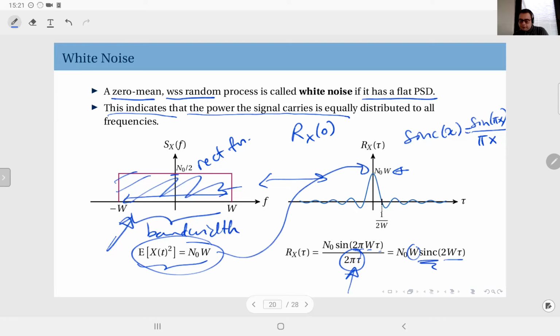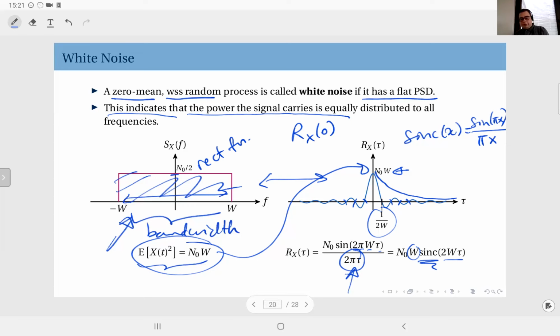And also, it crosses 0 at intervals of 1 over 2W. So this is 2 over 2W, this is 3 over 2W, this is 4 over 2W, and so on, also on the negative side. Okay, so what does this autocorrelation function tell you? It tells you that when the observation separation increases, the autocorrelation goes to 0. So you see a fast decay in the envelope. The correlation between observations, when you set them apart further and further, goes to 0. So the closer the observations are, the more correlated they are.